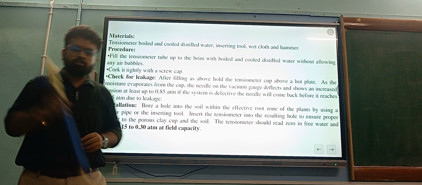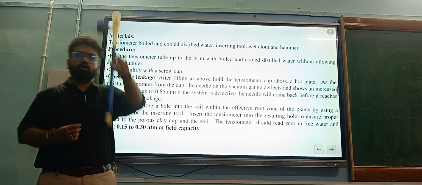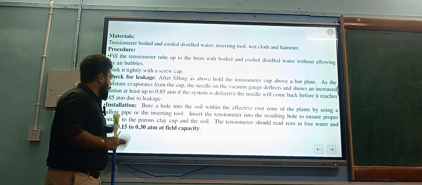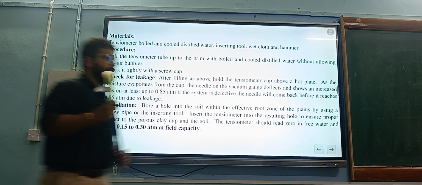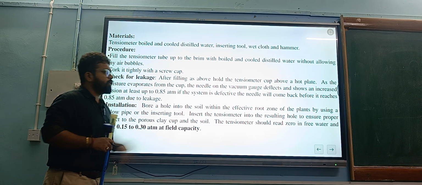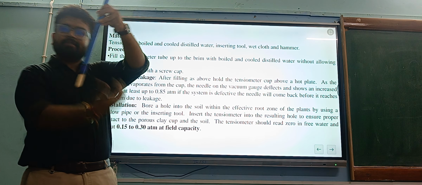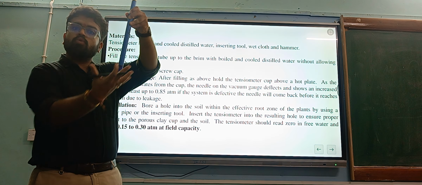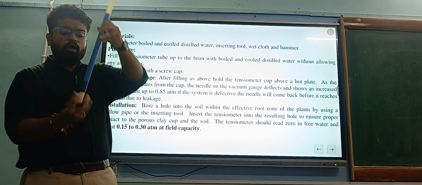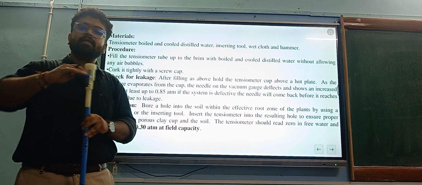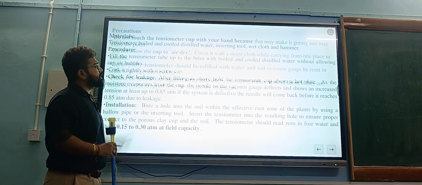For installation of this instrument, bore a hole into the soil within the effective root zone. If this is the root zone of the soil, we have to bore near the root zone using a hollow pipe or inserting tool. Then insert the tensiometer into the resulting hole to ensure proper contact with the bore. The tensiometer shows 0 if there is free water. If the soil contains water, the water in the porous cup cannot ooze out, so it shows 0 deflection. If the soil is dry, water oozes out from the porous cup and there is a deflection on this scale. At field capacity, you can see a value of up to 0.3 bar or atm.